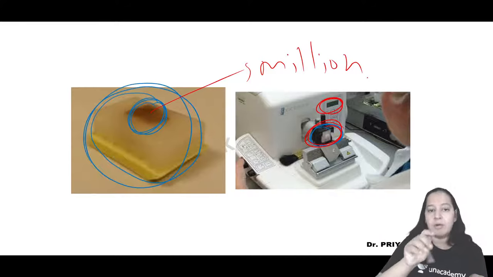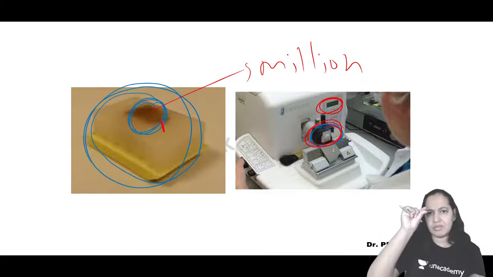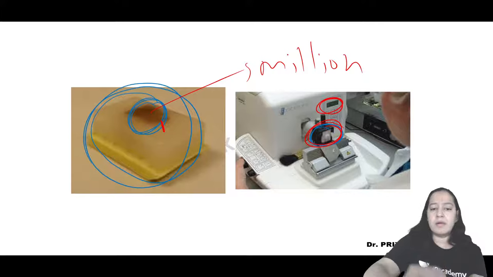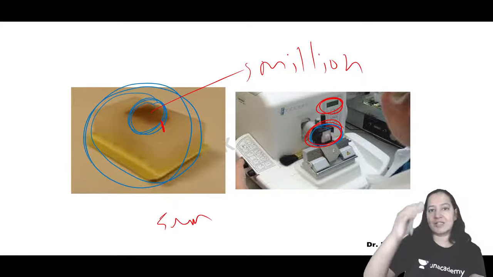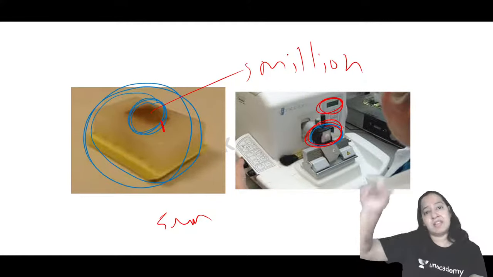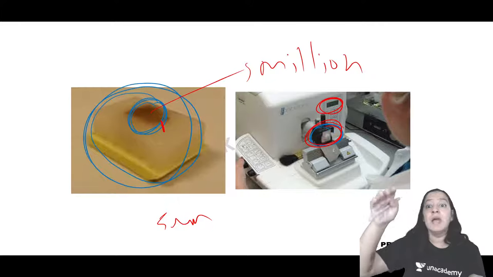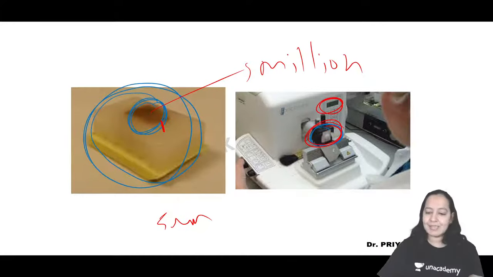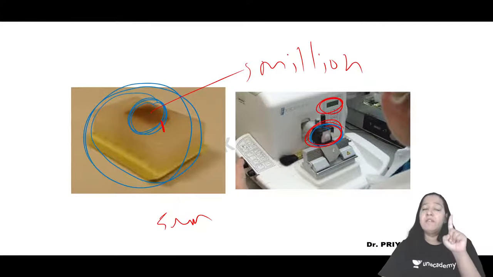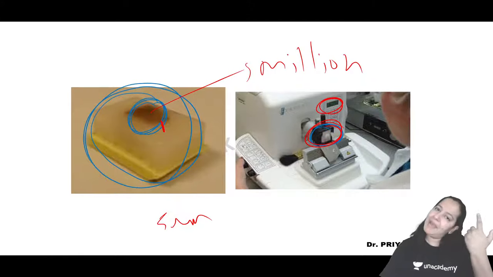The block is at least 1-2 centimeter thick, and you are cutting at 5 micrometer thickness. So at 5 micrometer, even for 1 centimeter, you will get millions of slides. Yes or no? So from one tissue you can make millions of slides.